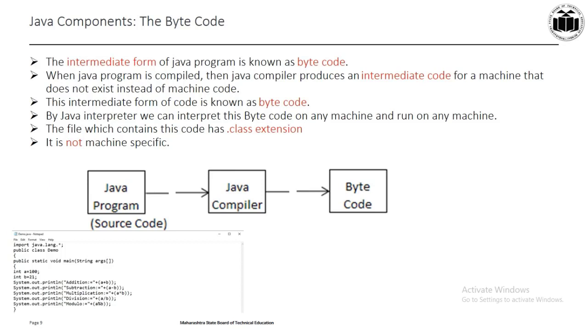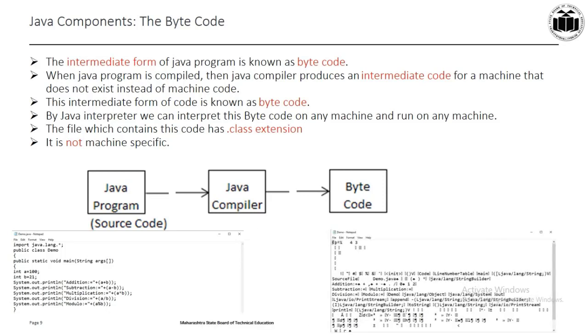Now, the file which contains this code has .class extension. So this is the file which is having .class extension. This bytecode is platform independent, means it is not machine specific. So Java compiler not only compiles the program but also generates the bytecode for the program. So here we can say that the bytecode makes Java platform independent and secure language. Students need to understand here, when we save our program, you have to give .java extension and bytecode having .class extension. So this is all about bytecode.